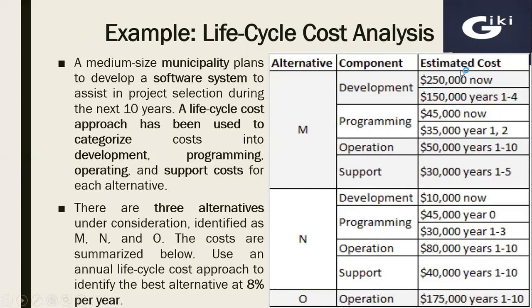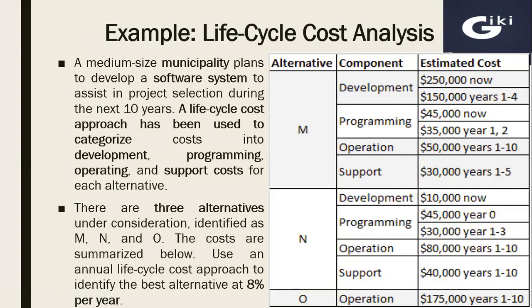And the estimated costs for each component for alternative M are: for development, $250,000 at time 0 and $150,000 from year 1 to year 4 every year. Then in the programming component, we have $45,000 now at time 0 and $35,000 in year 1 and year 2. And in operations, $50,000 every year from the first year to the 10th year. And in the support component, $30,000 from year 1 to year 5.